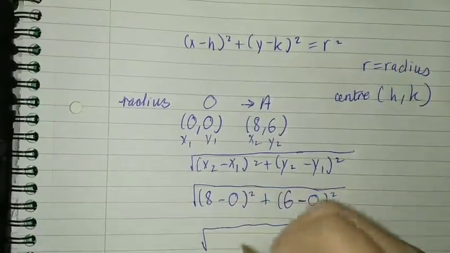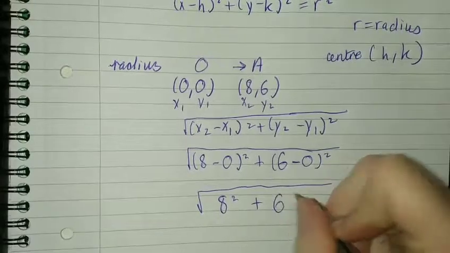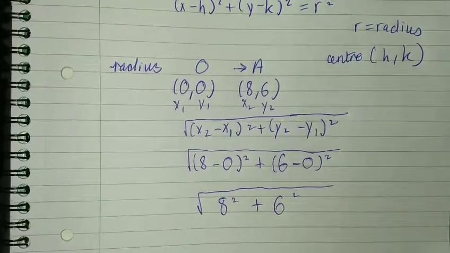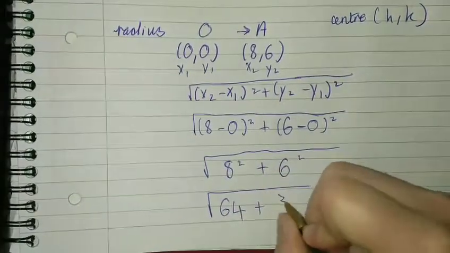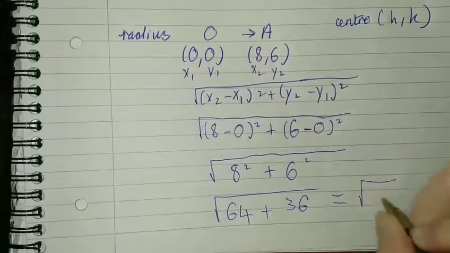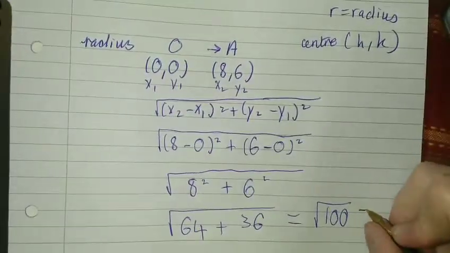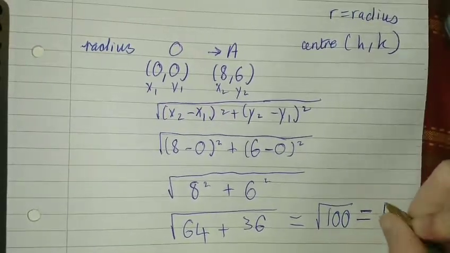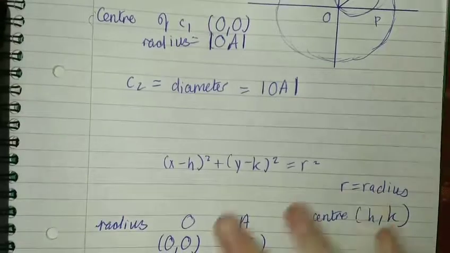So that's going to be 8 squared plus 6 squared, so that's going to be 64 and 36, so that's going to be the square root of 100. So then it's going to be equal to 10. So the radius is equal to 10.